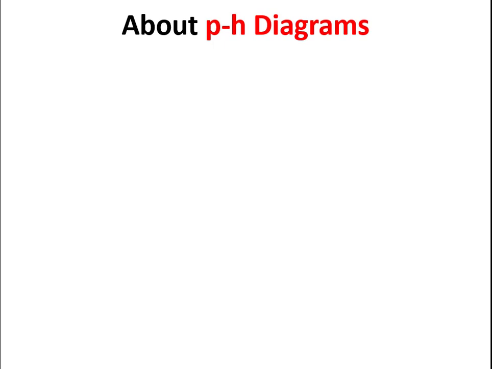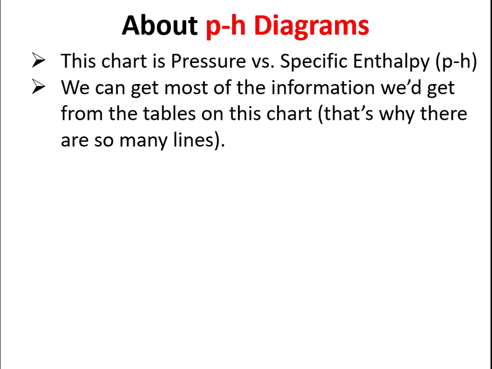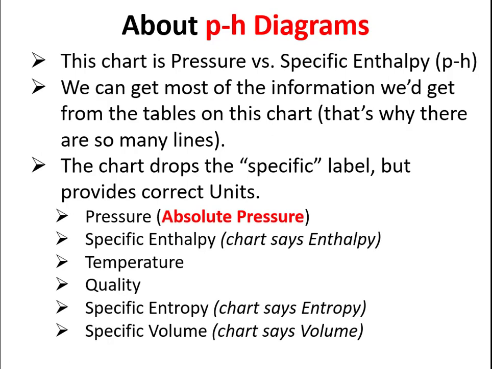A couple of things to note about these PH diagrams. The chart is pressure versus specific enthalpy, so that's what's on our main axes. We can get most of the information we'd get from the tables on this chart. That's maybe why it's so confusing and why we have so many different lines, because we have lots of different properties shown on this chart. The chart doesn't usually use the word specific when it's talking about different properties. For example, it will say enthalpy, but I think more specifically it means specific enthalpy. So the units will be in kilojoules per kilogram. This is true for lots of different properties.